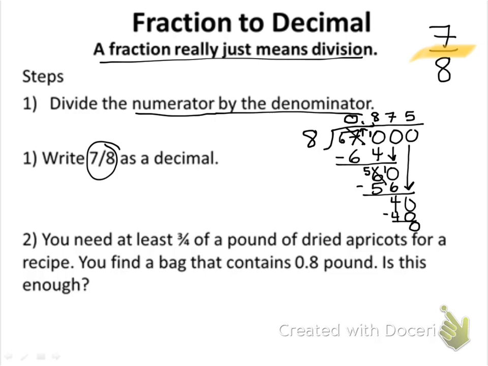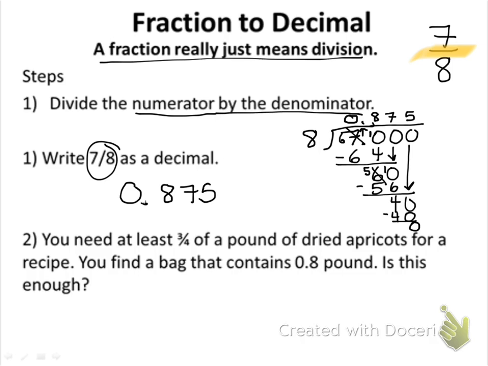Now I am done. This is a terminating decimal because it comes to an end. So now I know 7/8 written as a decimal is 0.875, 875 thousandths. Make sure my decimal point's really clear there.